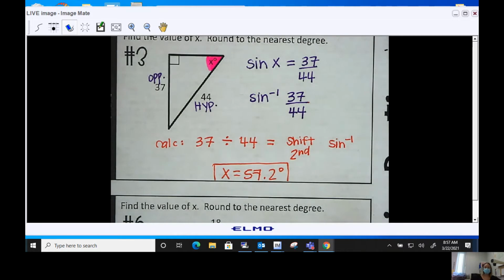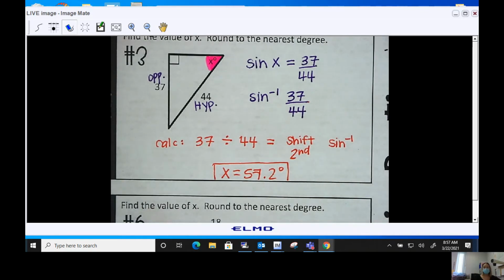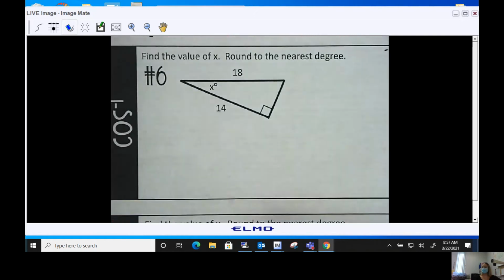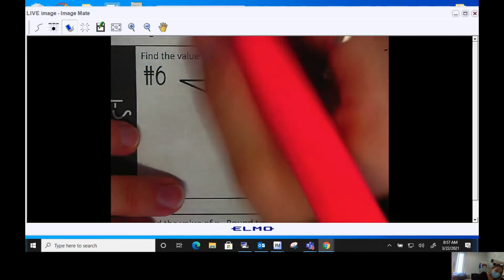All right, let's try the next one. It's the same kind of setup. We're going to find an unknown angle in number 6, and we're actually going to round to the nearest 10th. All right, number 6. Here's the angle you're trying to find, angle x.